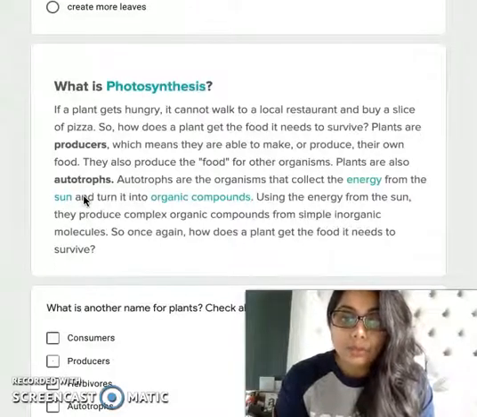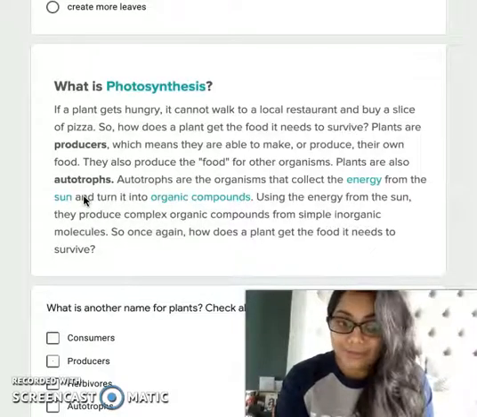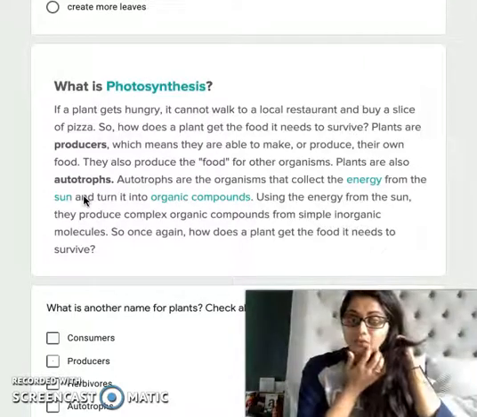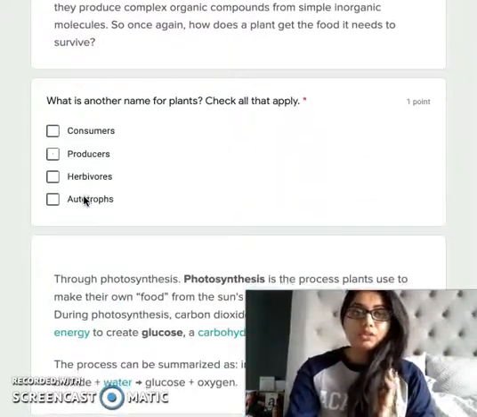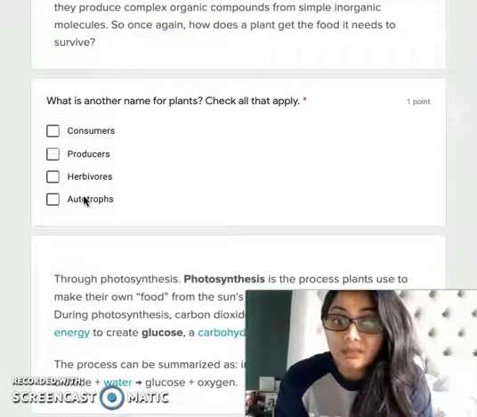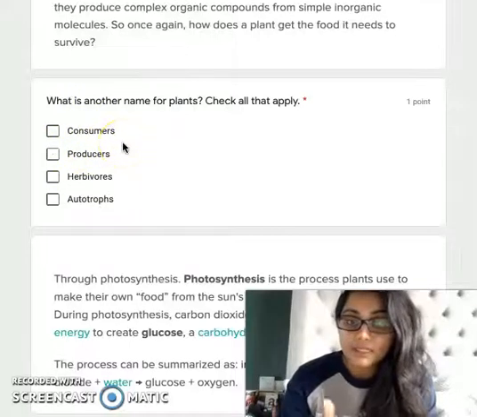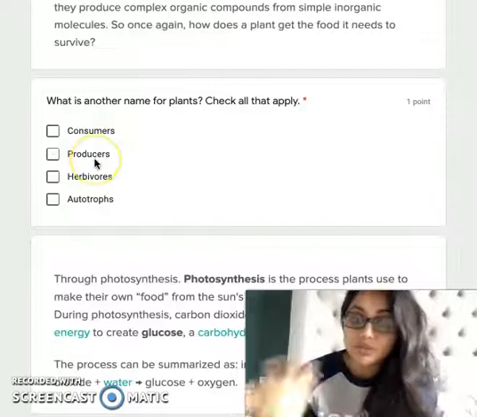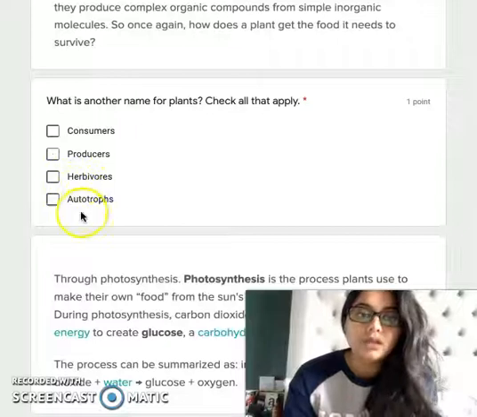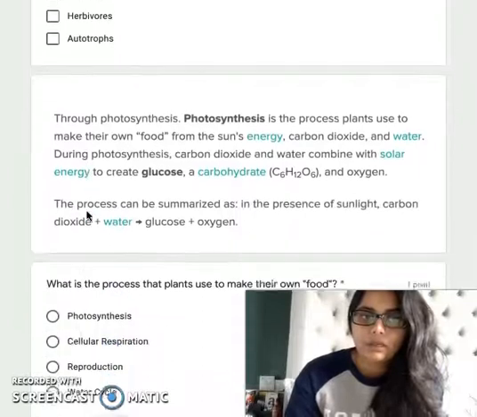So once again, how does a plant get the food it needs to survive? Well, it gets the energy from the sun and uses that energy to make and create its own food. So question number 2. What is another name for plants? And remember, it says check all that apply, so you want to make sure that you pick more than one. Is it a consumer, which means does it eat its own food? Is it a producer? Does it make its own food? Is it an herbivore? It only eats plants. Or is it an autotroph? It uses the energy from the sun to create its own food. All right, let's move on.